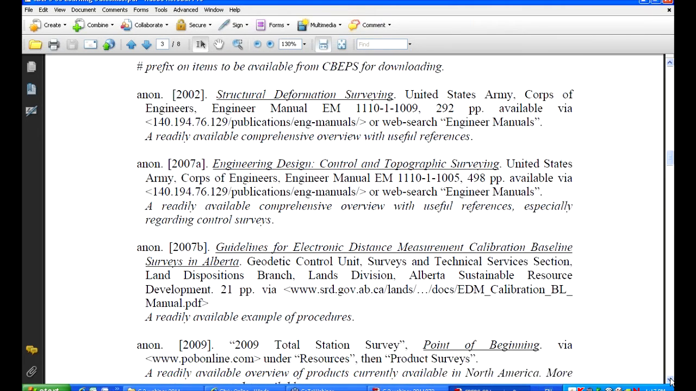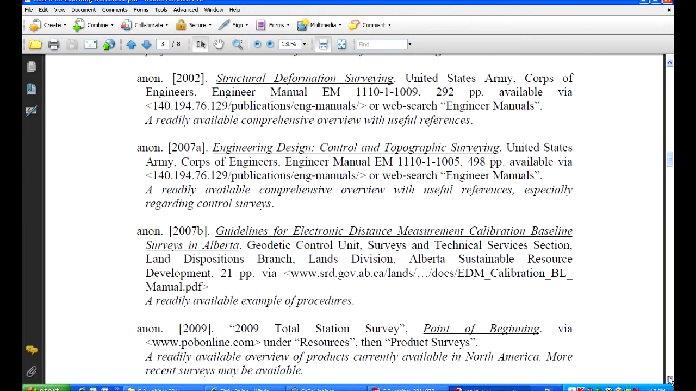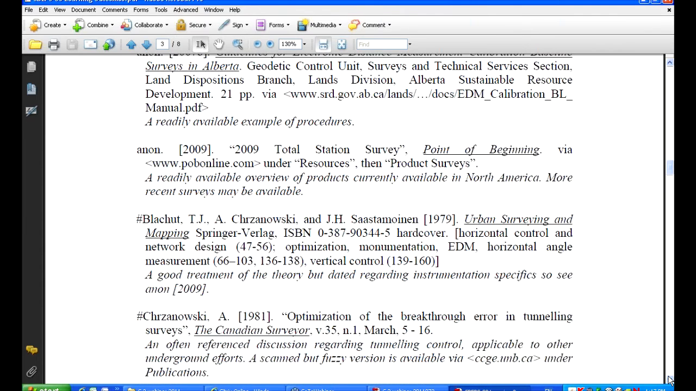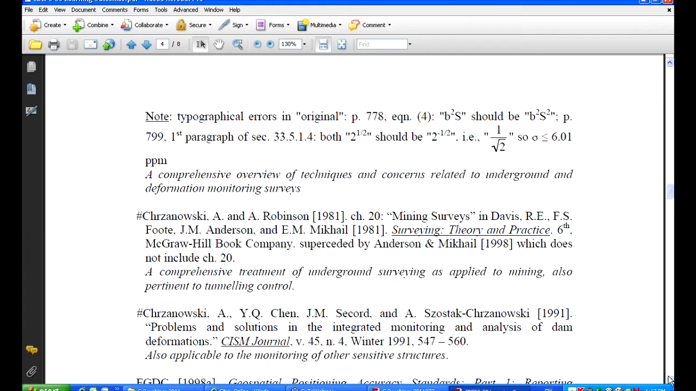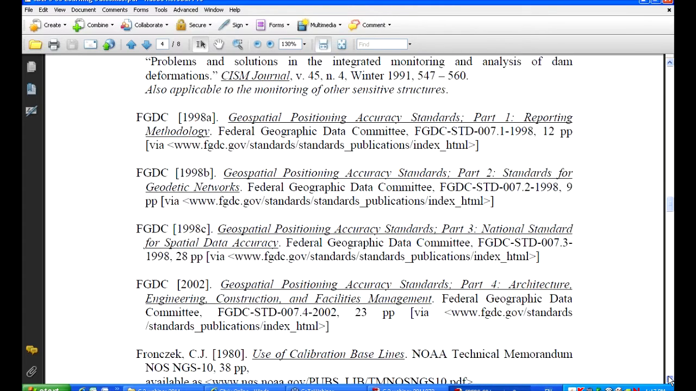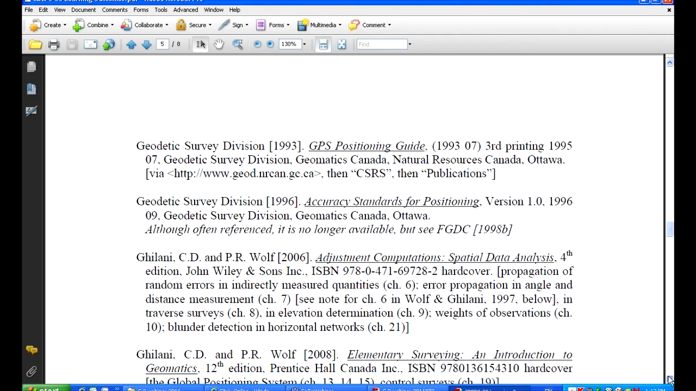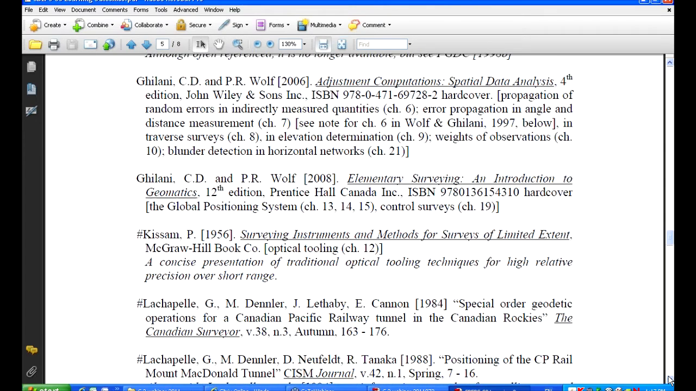You'll notice there's quite a few items in the list of essential reference material. Most of these you can download from sites of one sort or another. And the ones with the pound sign in front are available through the CBEP's website. The only one that seems to be oddly labeled, and again I think this was a typographic error, is the one by Kissam down here, 1956. On the CBEP's website it's KIS space 1986. So we just gave old Philip an extra 30 years.